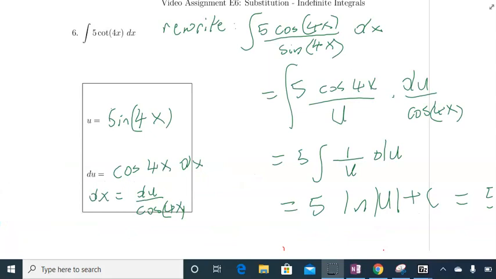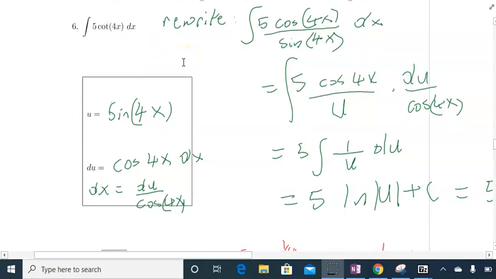Let's look at another problem. In some cases, we have to do a rewrite if the integral that we're doing is not so directly easy to just find a u and a du from. For example, the integral of 5 cotangent of 4x dx. We might want to rewrite this cotangent as cosine over sine. So then this becomes the integral of 5 times cosine of 4x over sine of 4x dx.